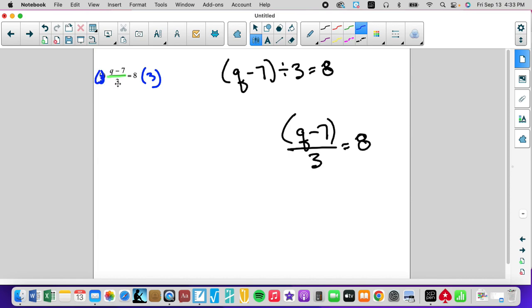That 3 in the numerator cancels with 3 in the denominator, hence why I did it. And we get q minus 7 equals 24. And now look how nice this is. Add 7, q equals 31.